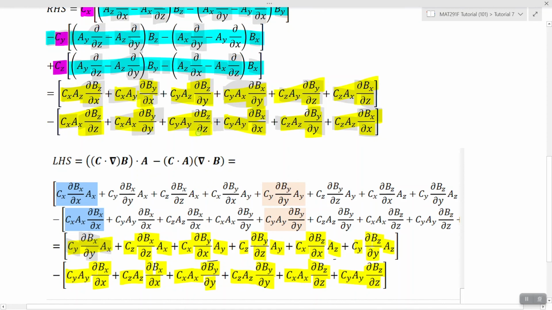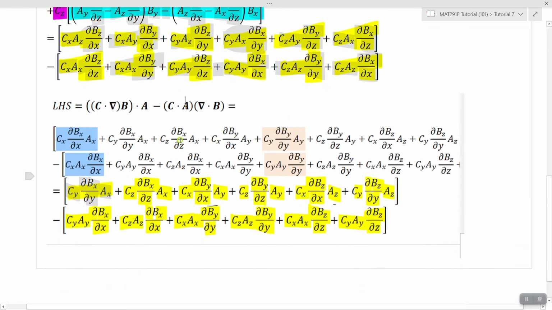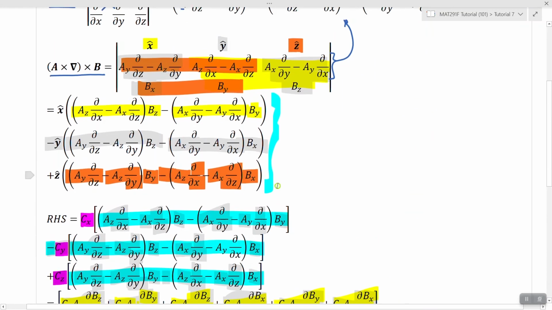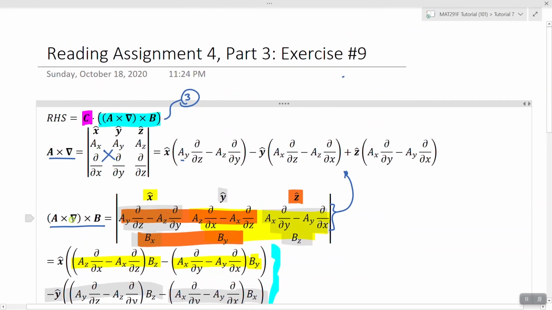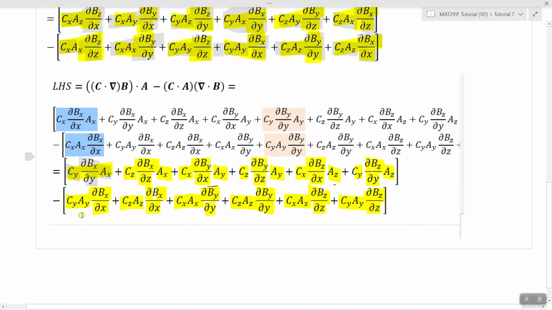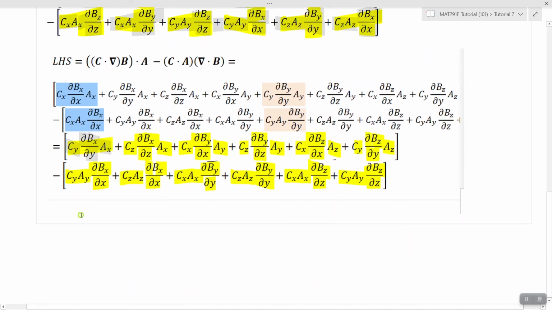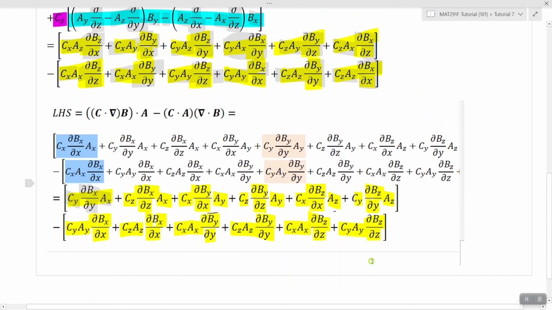So really, this question is very straightforward. The only tricky part is dealing with the del operator. As long as you understand what rules apply to the del operator, you should be able to do this question, no problem. The rest is just a little bit tedious, but conceptually it's not too difficult.